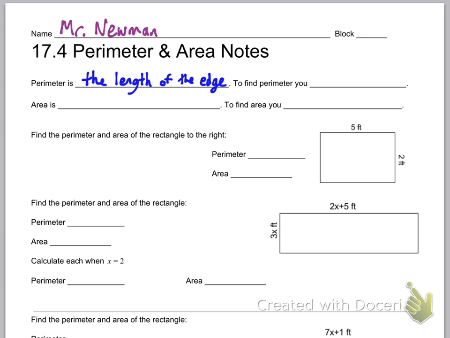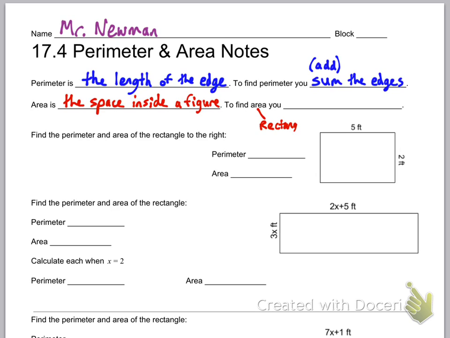So the perimeter is the length of the edge, and to find it, you need to sum, that means add, up all the edges of the figure. Area is the space inside a figure, and to find area, I'm going to specify rectangles. What you do to find the area of a rectangle is you multiply length by width.